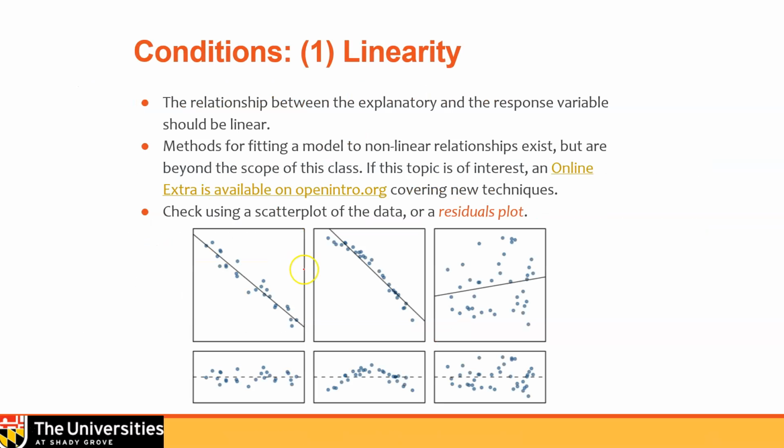So if we're looking for linearity, we've got the scatter plot itself, right? We're looking at the relationship between the explanatory and the response variable and seeing how closely it tracks to a linear relationship.